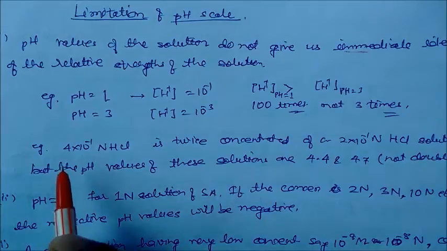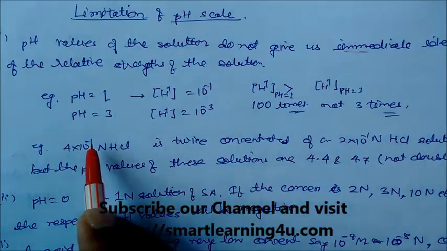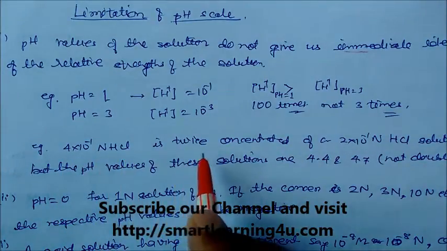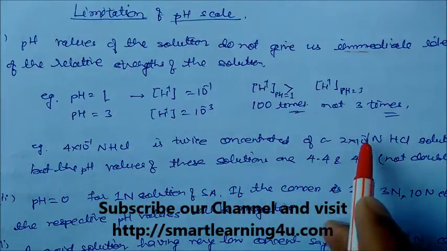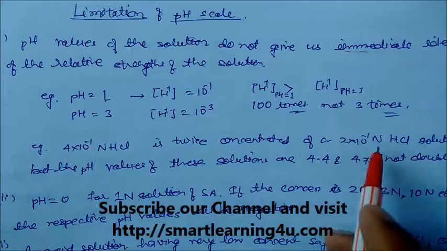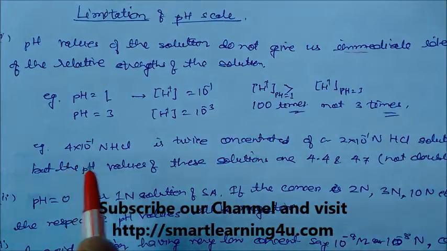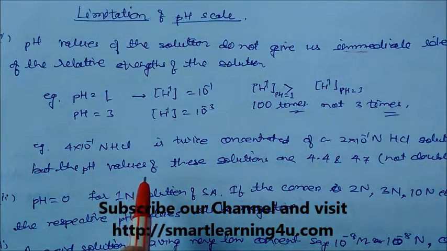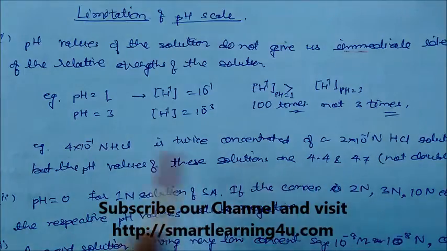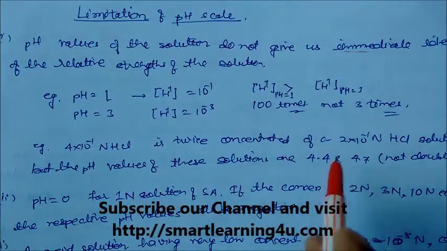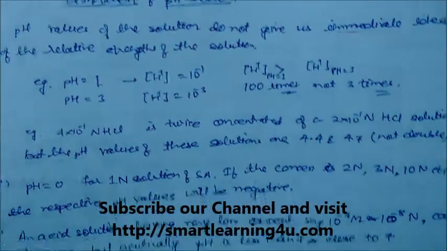Similarly, if you take 4 into 10 power minus 1 normal HCl, it is twice as concentrated as a 2 into 10 power minus 1 normal HCl solution. That is a 0.4 normal solution and a 0.2 normal solution. But the pH values of these solutions are 4.4 and 4.7. It's not double. So it is not giving the immediate idea. It is just this much value. This is one of the drawbacks.